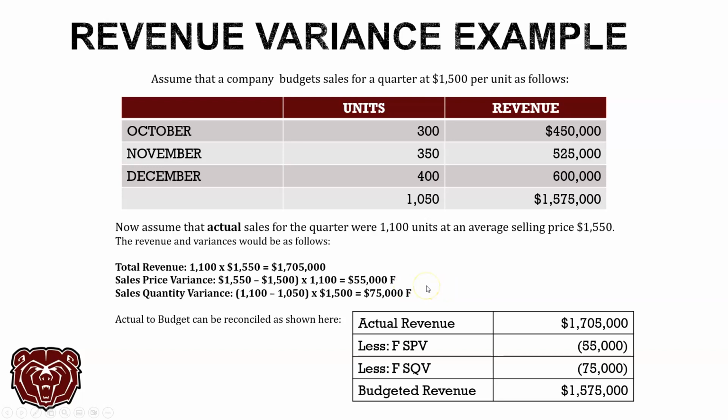Okay? And we can actually reconcile our actual to budget by doing the following. Take your actual revenue. You can reduce it by a favorable variance. If it was unfavorable, you would add it back in. You're going to reduce it by your favorable sales price variance and your favorable sales quantity variance, and that's going to get you back down to your budgeted revenue. Okay?